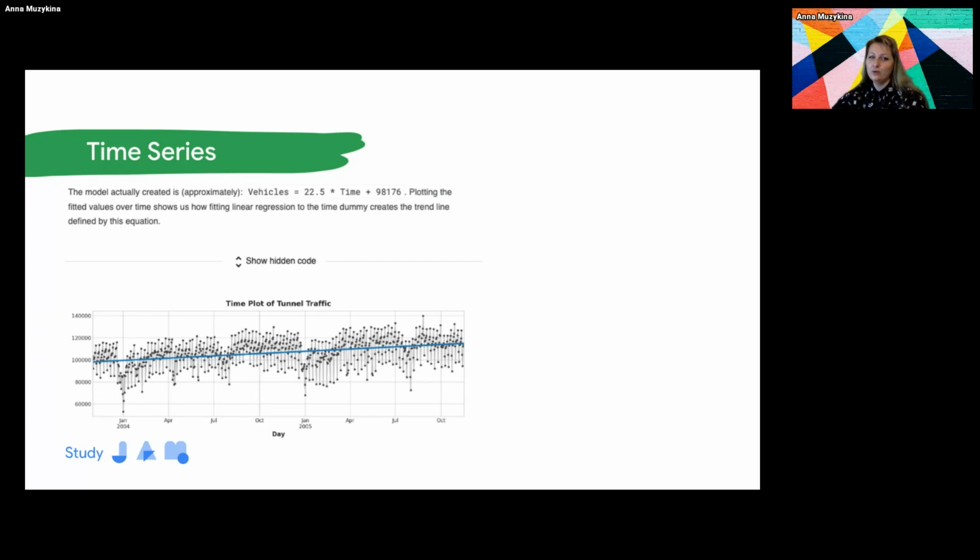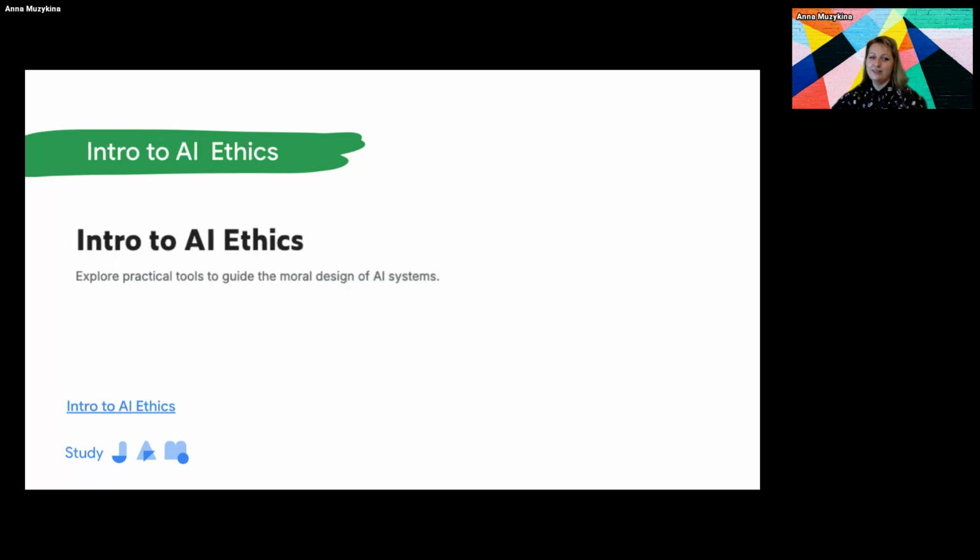And this course will teach you how to engineer features, visualize data, and build forecasting models. These skills are essential for everyone working with time series data.